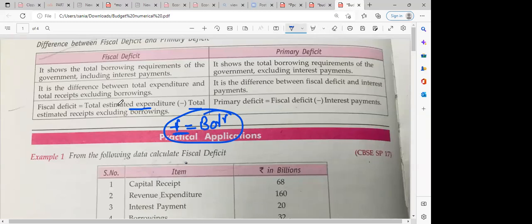In case you don't get either the total estimated expenditure or the total estimated receipt, you will be writing this: fiscal deficit is equal to borrowing. So quickly write the difference and then we'll start with numericals.